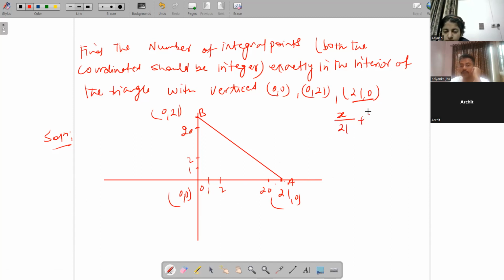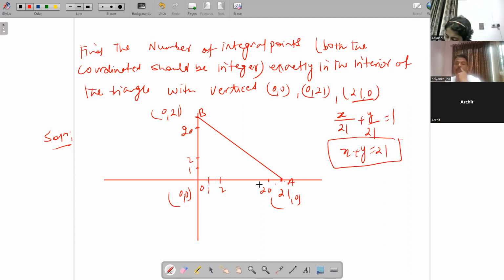Plus y upon y as well, it will cut length 21 equal to 1. So this is the equation of straight line AB. Now you can see that you have to find all the points whose coordinates are integers.